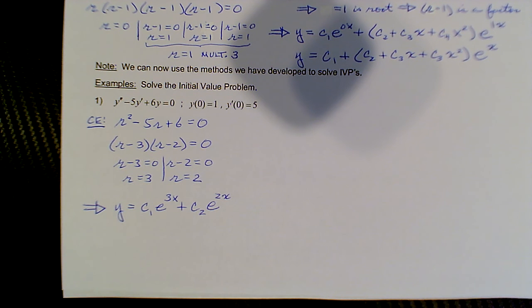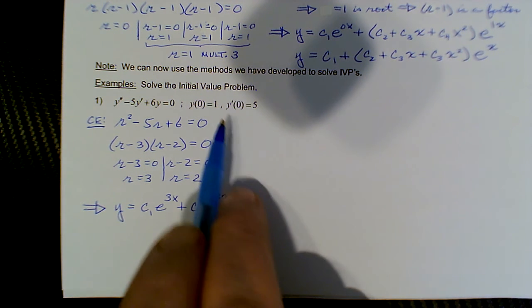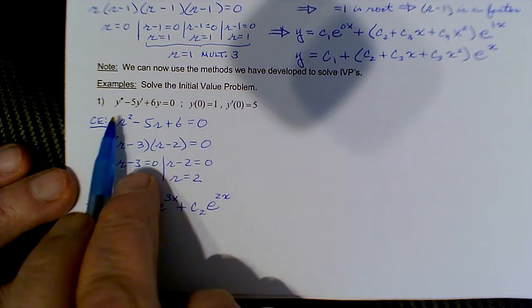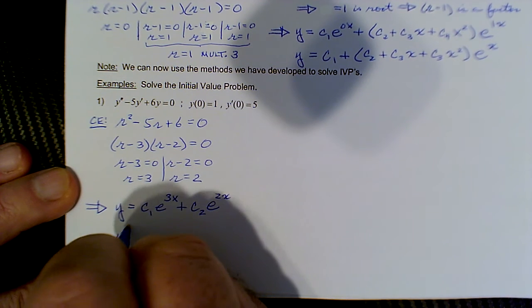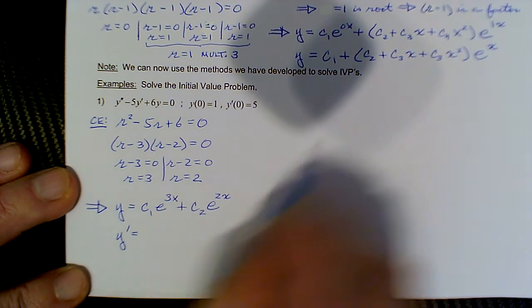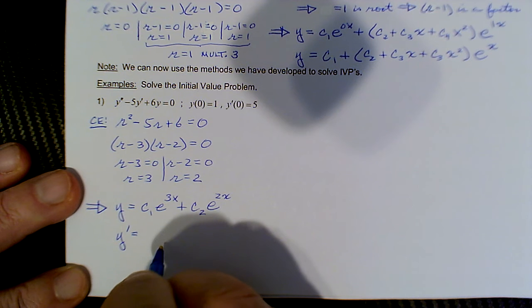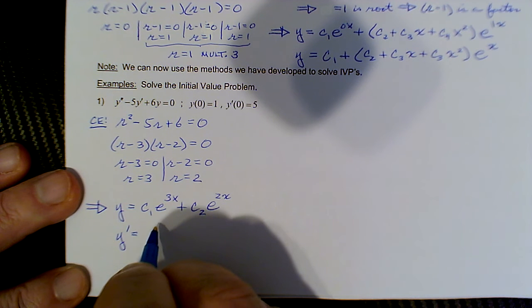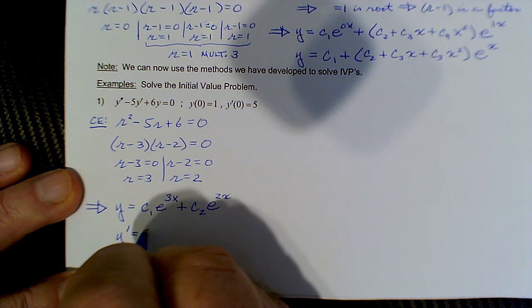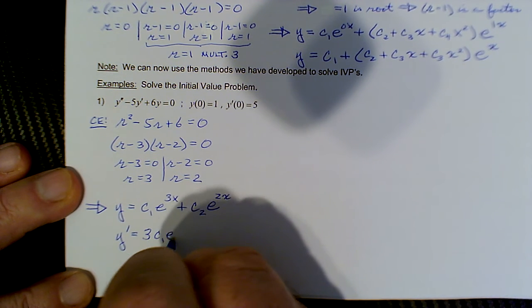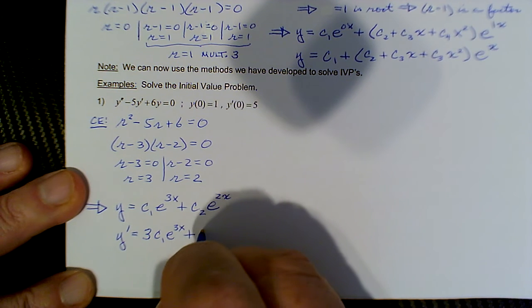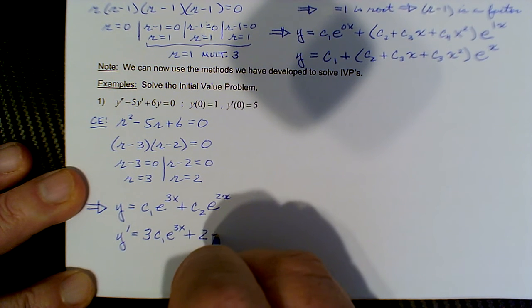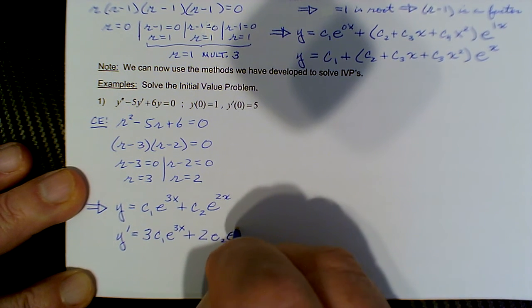And so we're going to need to use the initial conditions, which, because it's second order, include a first derivative. So let me take the first derivative down here, and then we'll move up here for the initial conditions. So the derivative of c1 e to the 3x is 3c1 e to the 3x, and then plus the derivative of c2 e to the 2x is 2c2 e to the 2x.